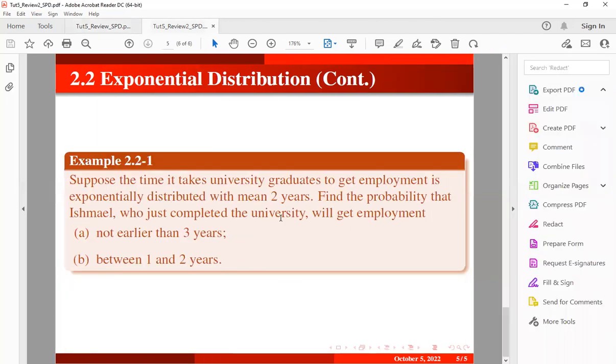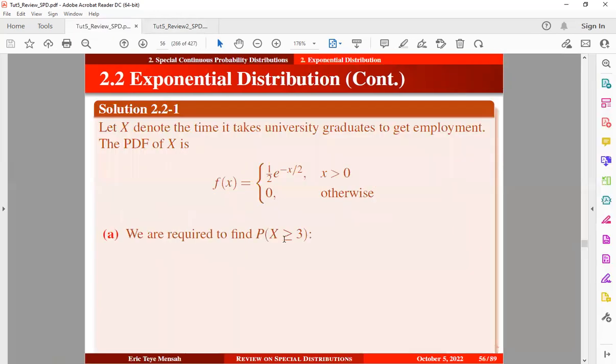We want to find the probability that Ishmael, who just completed university, will get employment not earlier than 3 years, which is similar to x greater than or equal to 3, or at least 3. So this can be expressed in this form. Once we take the integral, we obtain this. Once we input the values, you obtain that, which is approximately equal to that. So there's approximately a 22% chance that Ishmael, who just completed university, will get employment not earlier than 3 years.